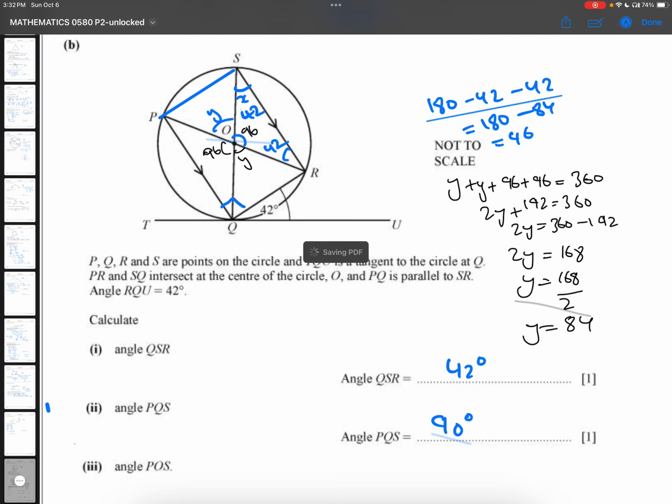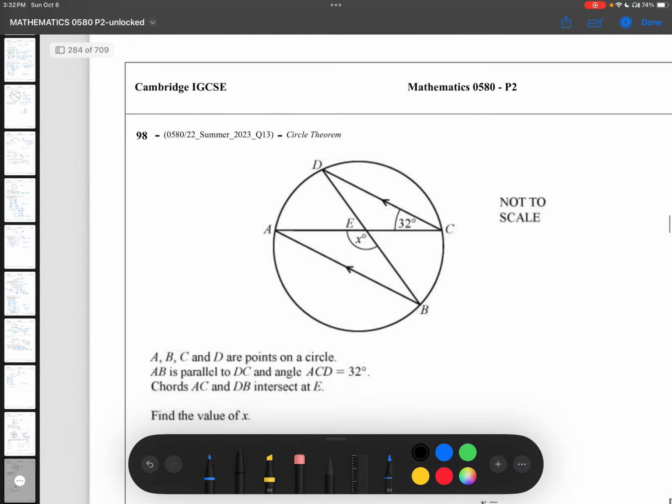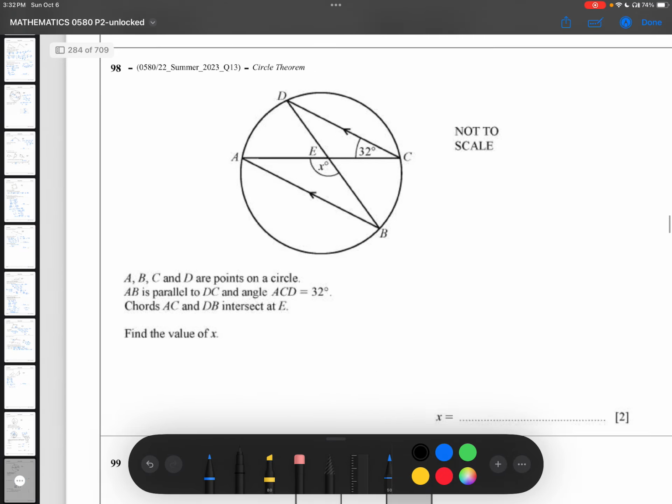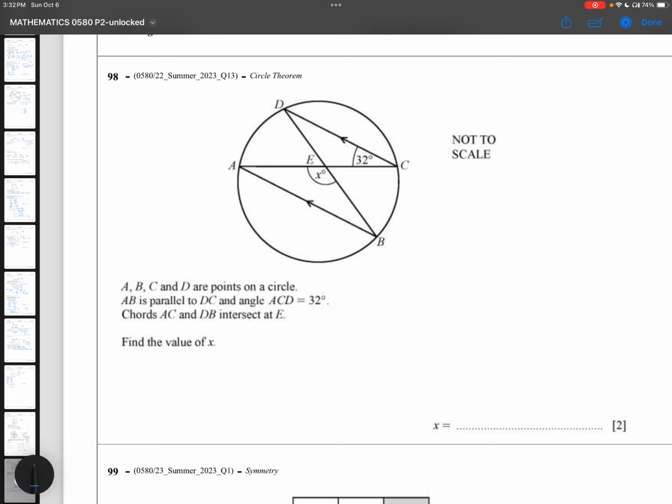Now let's move to the next question. In question number 98, ABCD are points on a circle. AB is parallel to DC. Angle ACD is 32. Chords AC and DB intersect at E. We need to find the value of X.